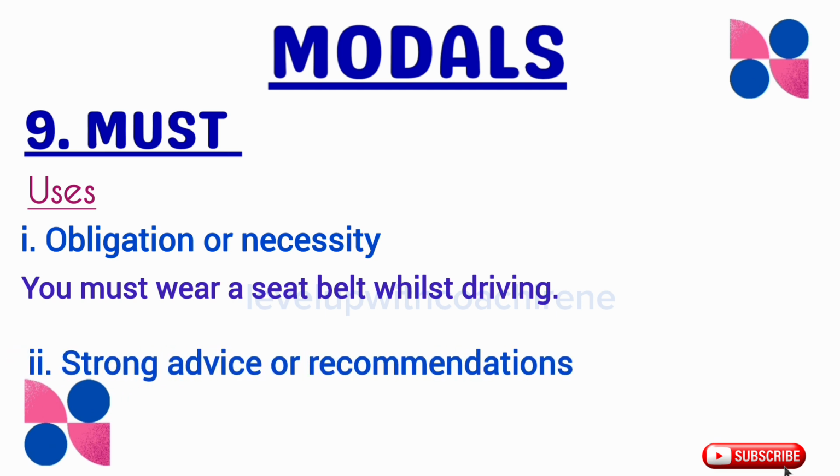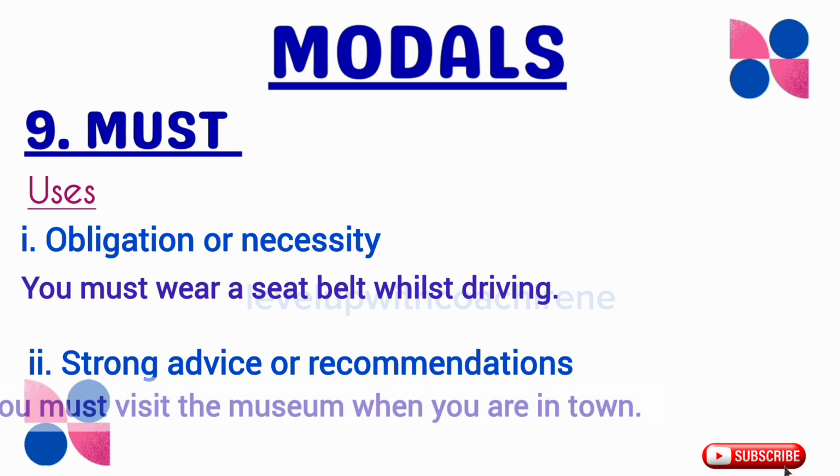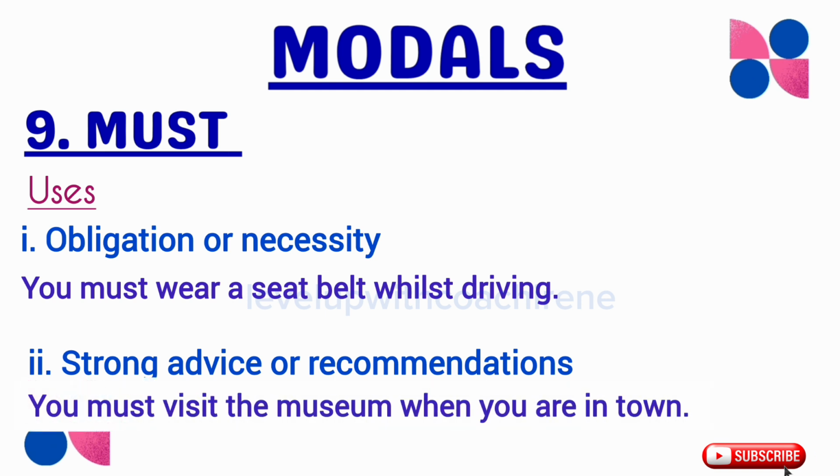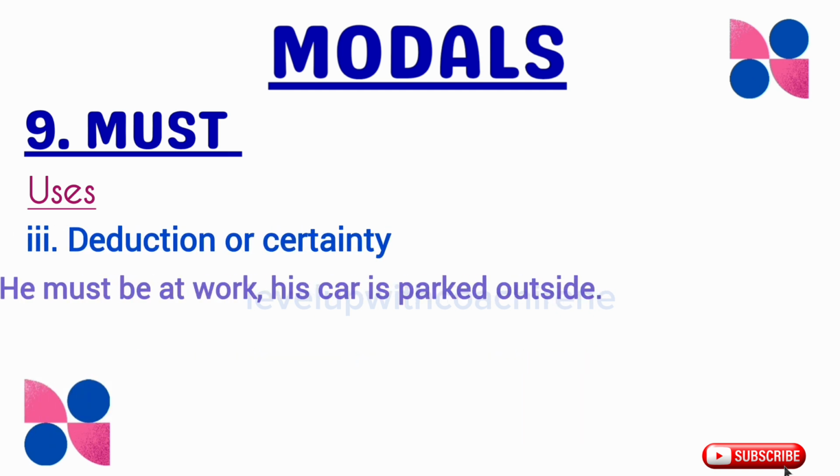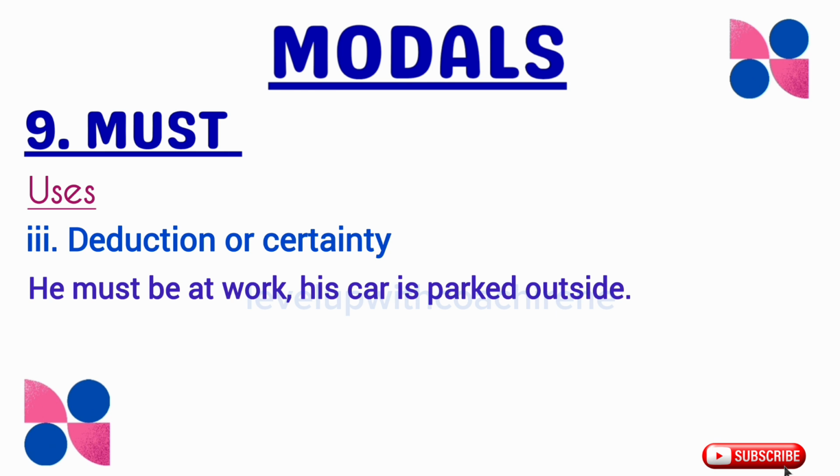Number 2, for strong advice or recommendations. For example, you must visit the museum when you are in town. Number 3, for deduction or certainty. For example, he must be at work. His car is parked outside.